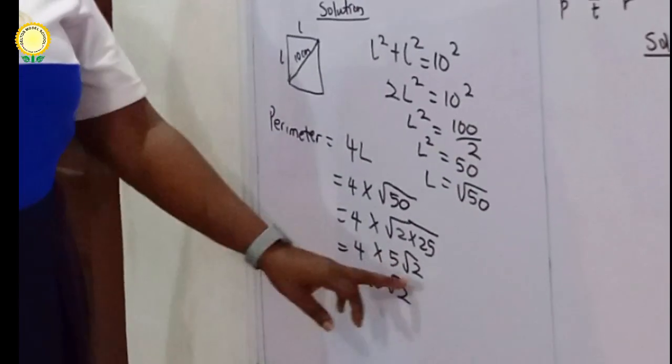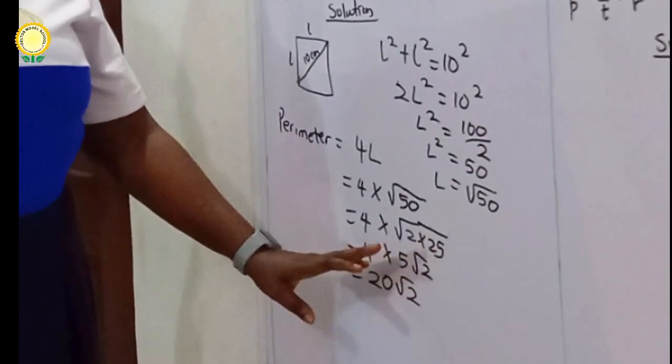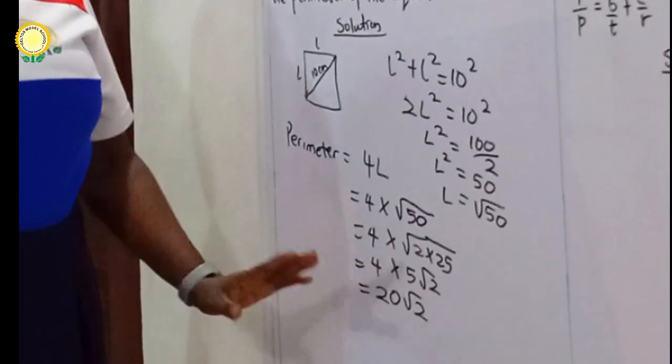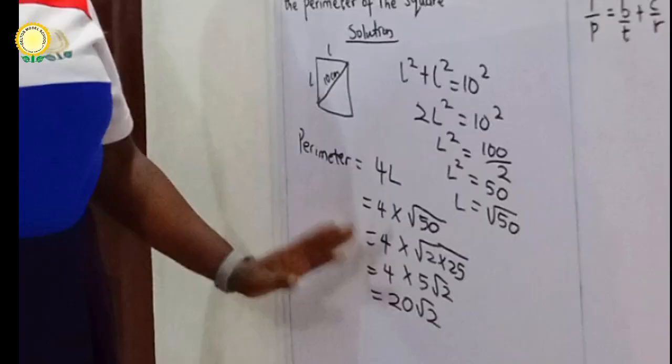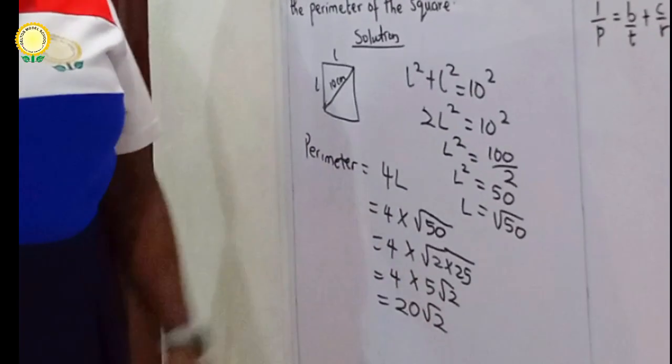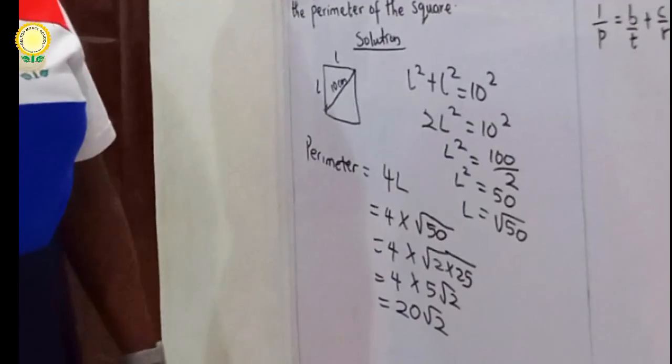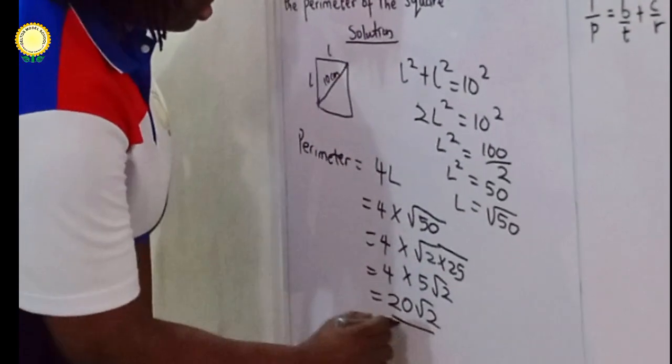Okay, you're not going to multiply this 4 by 2 anymore, because you are going back to complicating the matter. So you leave the root 2 there. You leave the 4. The 4 does not have any root, so you can only multiply it by the 5. So 4 times 5 will give you 20, and then you write your root 2. So the answer is 20 root 2.